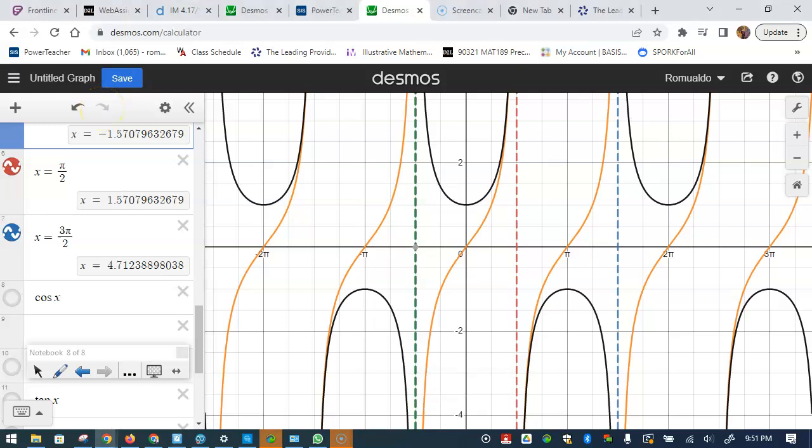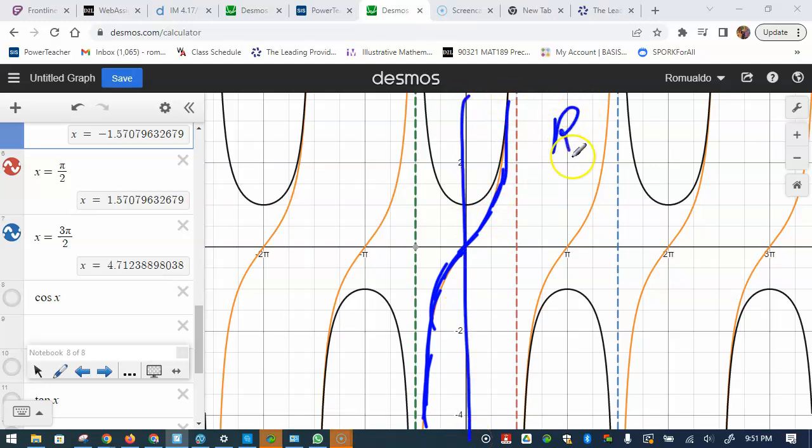So the graph, now this is the main thing for this one. See, this is the tangent graph, right? It goes this way, it goes up. That's the tangent graph. It covers the whole y-axis. So the range for tangent is minus infinity to plus infinity.